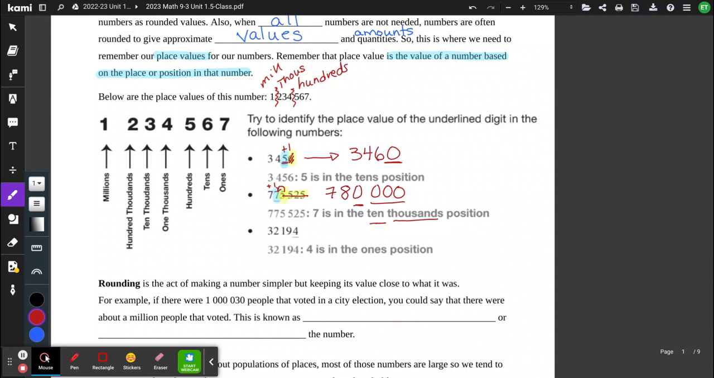Well, what if it was 74? What would it round to? Would it round up to 80 if it was 74? No, it would round down to 70. Okay? All right, let's look at the last example here.